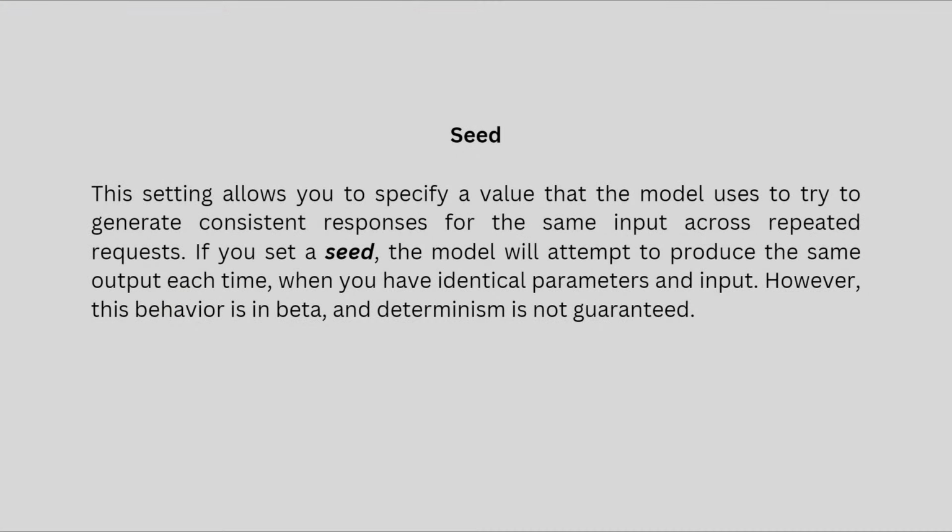Next one is seed. This setting allows you to specify a value that the model uses to try to generate a consistent response for the same input across repeated requests. So if you set a seed, the model will attempt to produce the same output each time when you have identical parameters and input. However, this behavior isn't guaranteed, and determinism is not guaranteed.